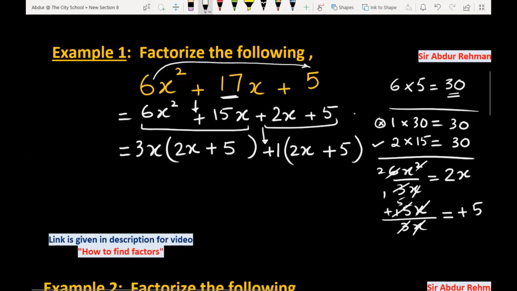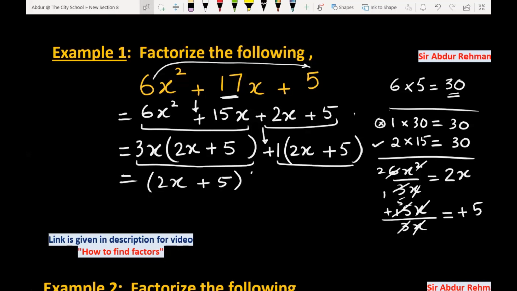Now proceed to the third step. Now the common factor in each term is 2x plus 5 here. So 2x plus 5 times the remaining, 3x plus 1, is the final answer. These are the factors of this question, 6x squared plus 17x plus 5.